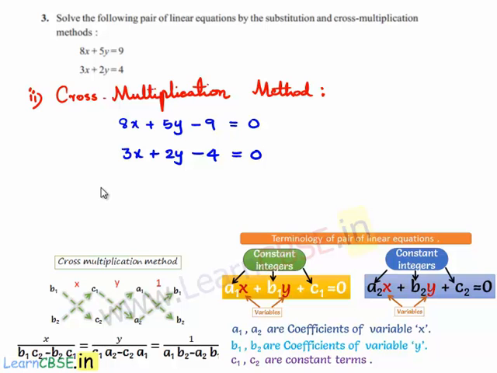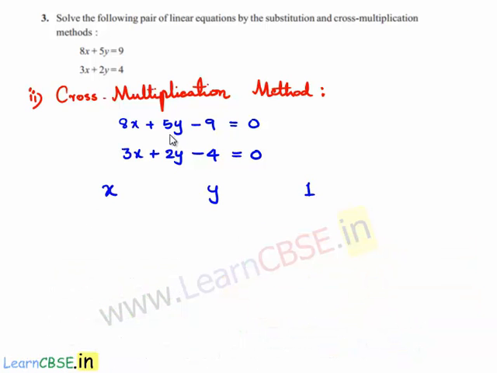So first write x, y and 1. For the first equation, write the coefficient of y, 5, and for the second equation the coefficient of y, which is 2. Next the constant terms, minus 9 and minus 4. Next the coefficients of x, 8 and 3. Again the coefficients of y, 5 and 2.